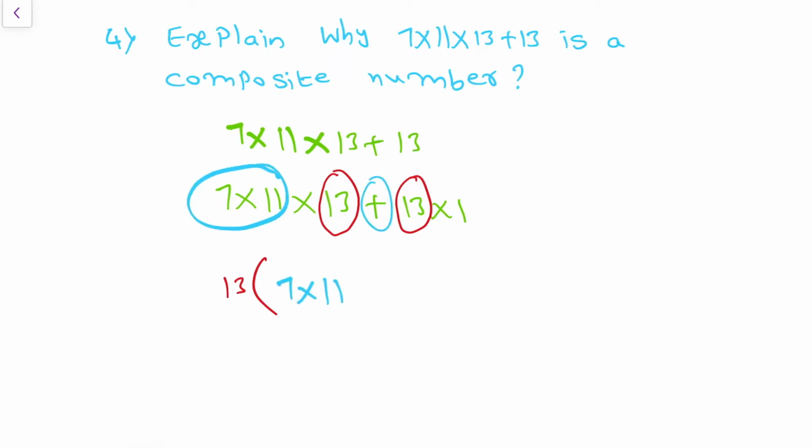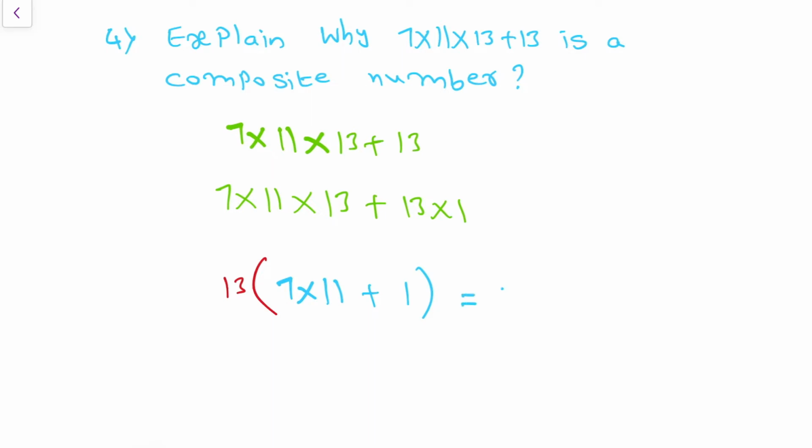Here the plus symbol as it is. 13 completed, so remaining is 1. So write that 1 here. In both the terms, number 13 is common, so we took that 13 common. If we take out that 13 common, we remain with 7 into 11 plus 1. So now outside 13 as it is, times 7 into 11, 77, plus 1. Then 13 times 77 plus 1, 78.